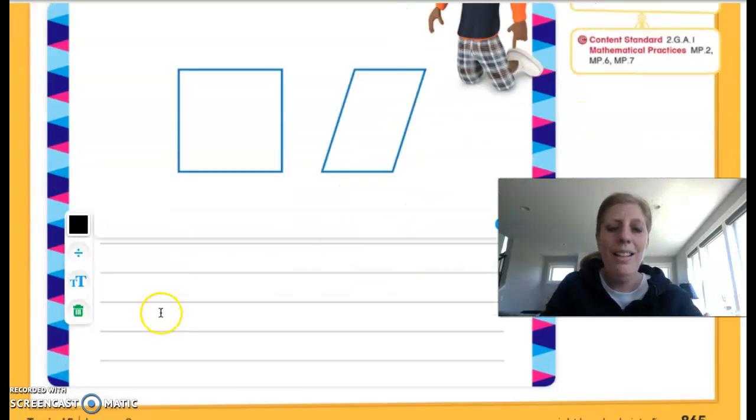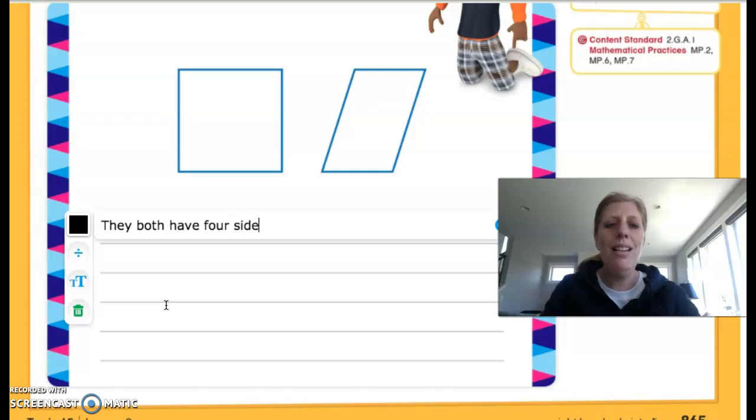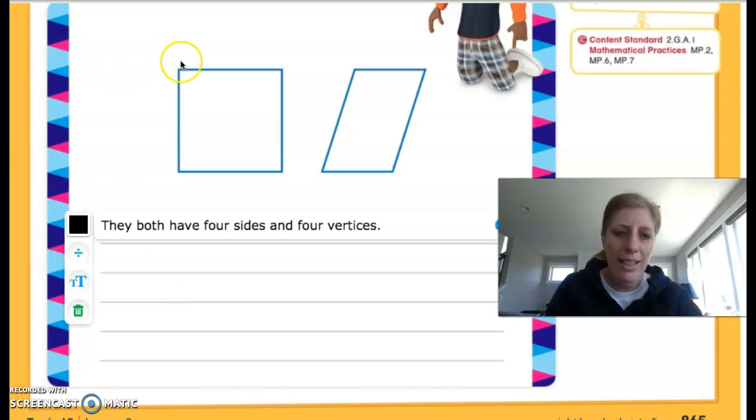So here's what I notice. They both have 4 sides and 4 vertices. Yesterday we said vertices are these little points, like the corners. They both have 4 sides and 4 vertices. That's how they're the same. Now I'm going to tell you how they're different.